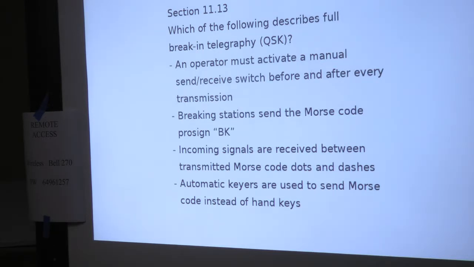Which of the following describes full break-in telegraphy, QSK? Oh man, QSK. I thought we were going to do Q codes. They always sneak back in there. I wrote those down 3 times again the other day, actually, and I cannot remember the damn one. Anyone brave enough to take a guess?